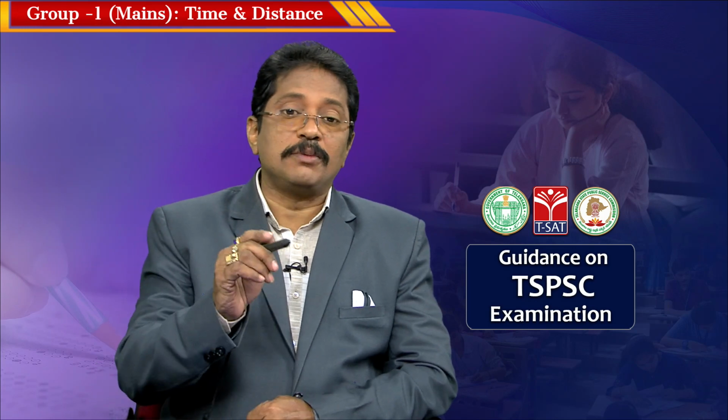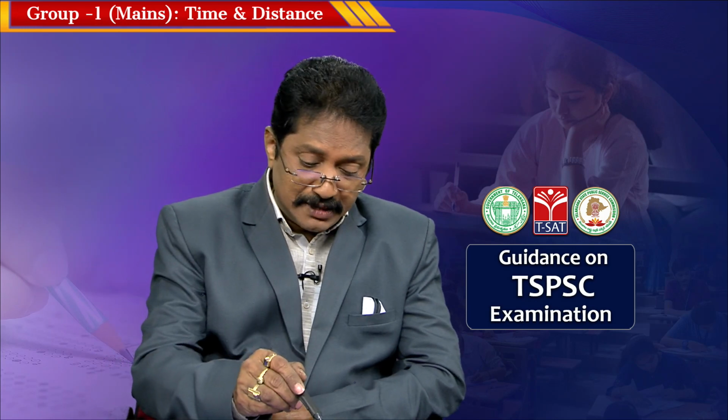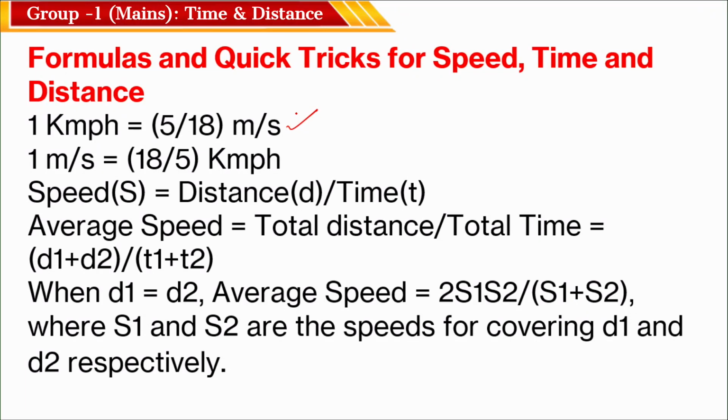Okay, 1 kilometer per hour is equal to 5 by 18 meter per second. I discussed this just now. And 1 meter per second is 18 by 5 kilometer per hour. These two were already discussed, and speed is equal to distance by time. Okay. Now, the average speed.